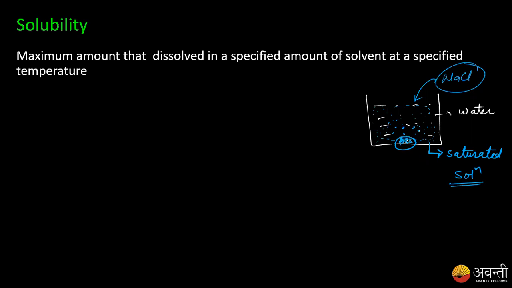So if the amount of solute which you are dissolving is less than the solubility, then the solution will be an unsaturated solution. And if the amount is higher than the solubility, then it will start precipitating. It will start crystallizing.